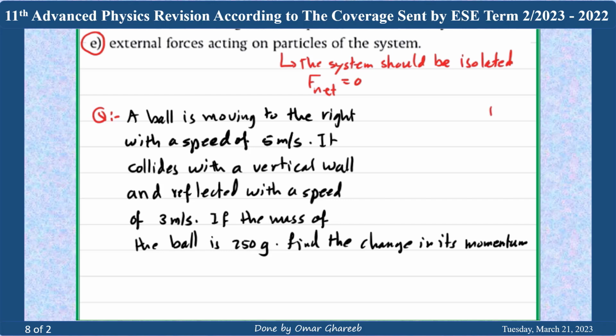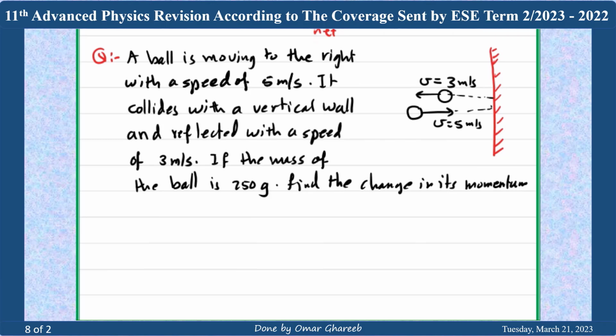This is the wall, a vertical wall, and the ball is approaching the wall with a velocity of 5, and it collides with the wall and is reflected with a velocity of 3. What is the change in the momentum?